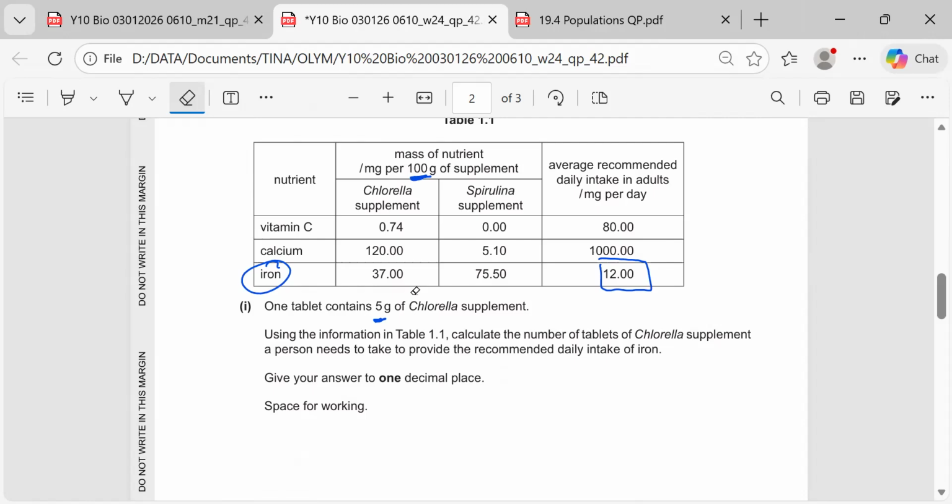There's 37 milligrams and you need 12. In 100 grams, there is 37 milligrams. One tablet is 5 grams. So in 5 grams, how many?